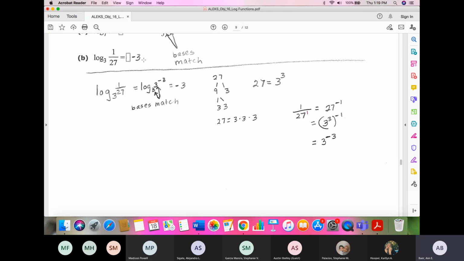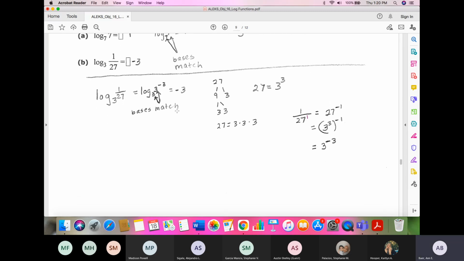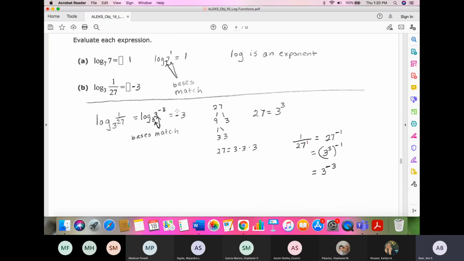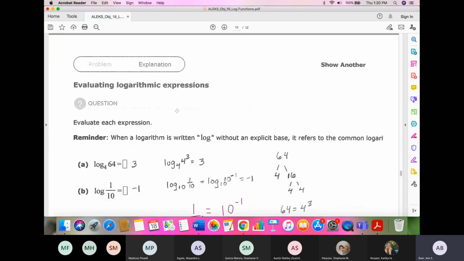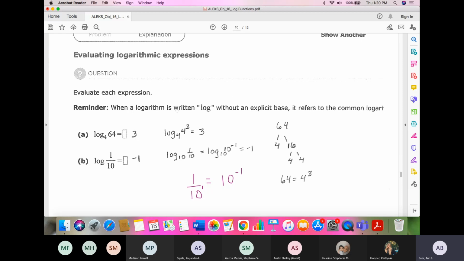You must have matching bases to do that. If we had a 3 here and a 4 here, we couldn't do that. It wouldn't work. Have to have the bases match. Any questions on this? So that's evaluating logarithmic expressions. Let's take a look at another question in the same topic just so we get some more experience with this.